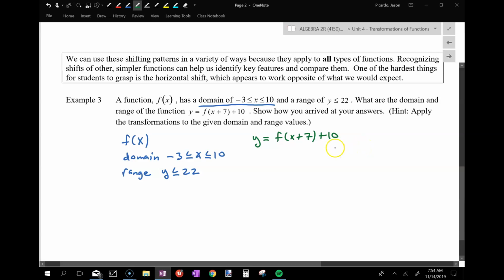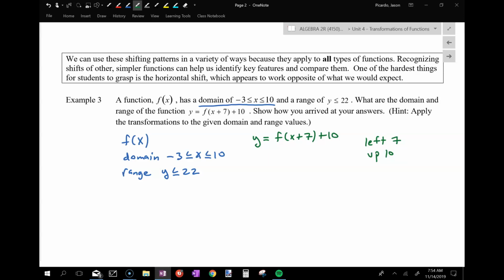Down 10 and left 7. So I'm going to go left 7. And did you say down 10? Oh, you said up 10, right? Good, thank you. Up 10. Left 7, up 10. Very good. So guys, check it out. Domain always means what? How far can I go to the left? How far can I go to the right?